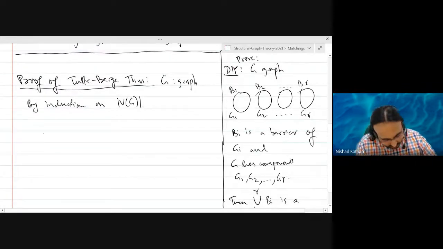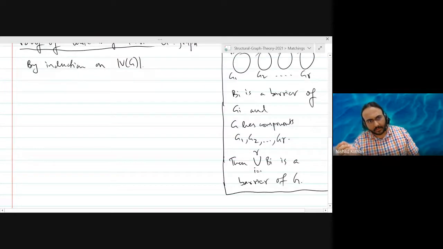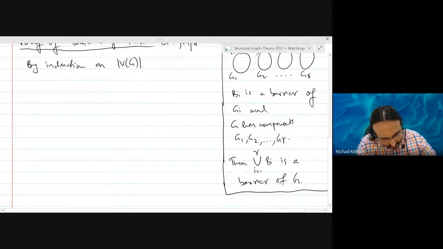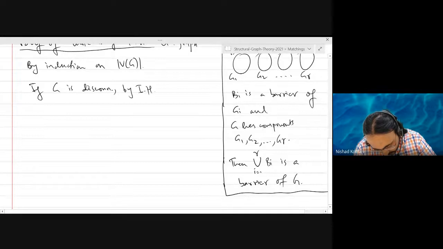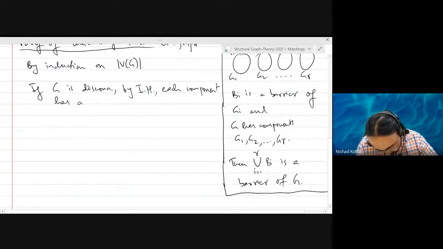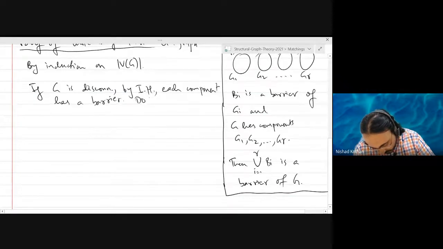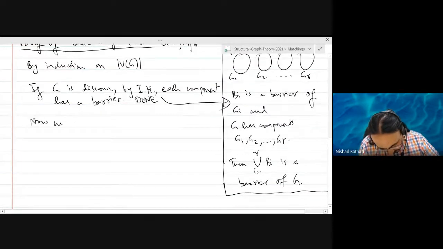So in particular, if the graph is disconnected, then each of the components will have a barrier by induction, and then you are done by this do-it-yourself exercise. The whole graph has a barrier. If G is disconnected, then by induction hypothesis, each component has a barrier, and now we are done. Okay. So now suppose that G is connected.